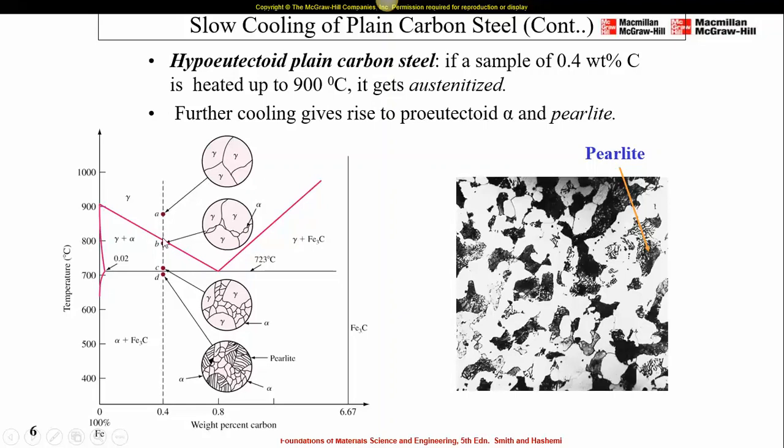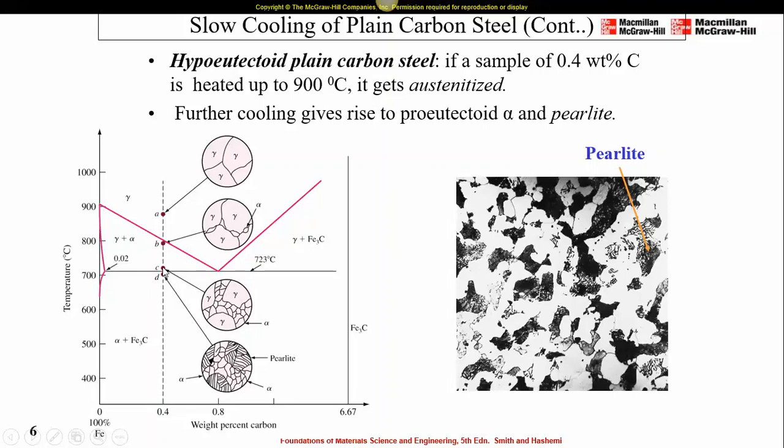As the sample is cooled, it will enter this region of the phase diagram, and alpha, proeutectoid alpha, starts to form. And we observe the proeutectoid alpha at the grain boundaries of gamma. These little blobs are proeutectoid alpha. As the temperature is decreased, the amount of proeutectoid alpha increases, as we observed on this little structure.